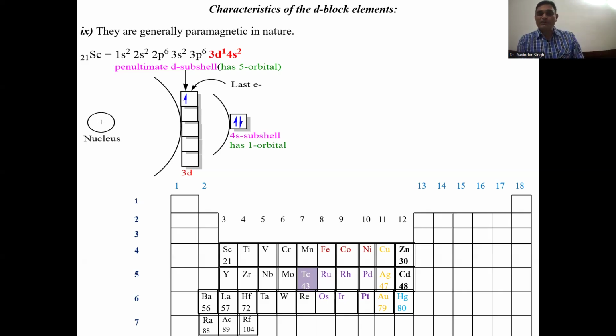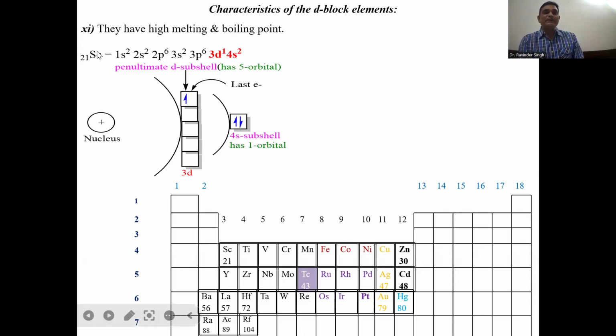Write the electron configuration in the neutral state first of all, and then remove the electrons. Never write the configuration directly in the ionic state, as that may give you the wrong answer. For example, for scandium, write the configuration in the neutral state. After that, if the examiner asks about the +1 oxidation state, just remove one electron. That electron will be removed from 4s and not from 3d, because here the valence shell is 4s, not 3d.